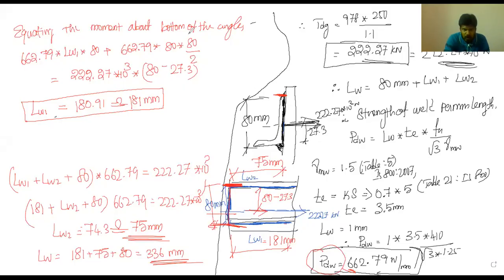So next we should move on to another problem. As in our previous problem, if double angles are placed, this is our gusset plate. Here one angle has been placed and here another angle has been placed. This is called a double angle, that is, two angles placed back to back. If it is like this, then what is the length of weld that we have to calculate?